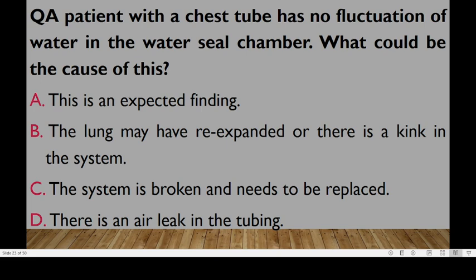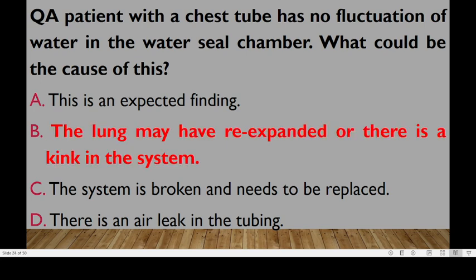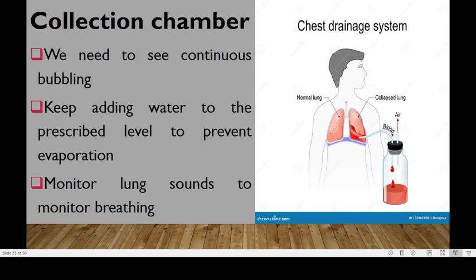A patient with a chest tube has no fluctuation of the water in the water seal chamber. What could be the cause of this? A: This is an expected finding. B: The lung may have re-expanded or there is a kink. C: The system is broken and needs replacement. D: There is an air leak or the tubing. B is the best response, where maybe the lung might have re-expanded or there is a kink in the system. That's why there is no fluctuation in the water seal.